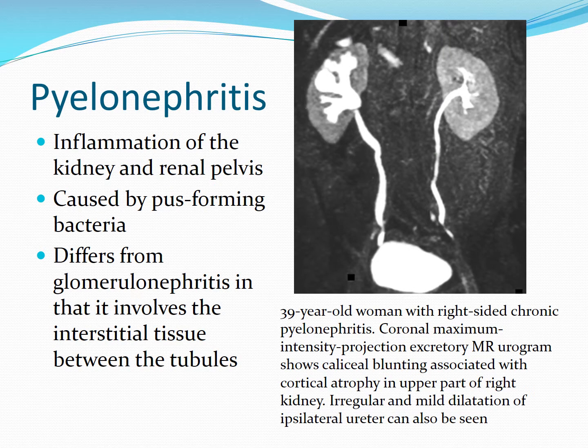Pyelonephritis is an inflammation of the kidney and renal pelvis. This is caused by a pus-forming bacteria. It's different from glomerulonephritis in that it involves the tissue between the tubules instead of the glomeruli itself.